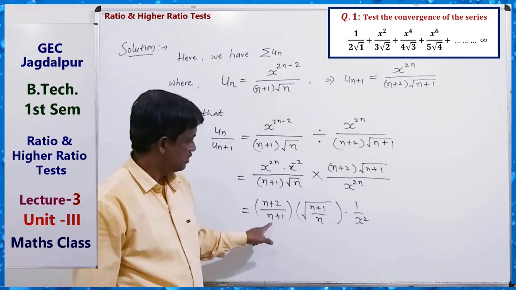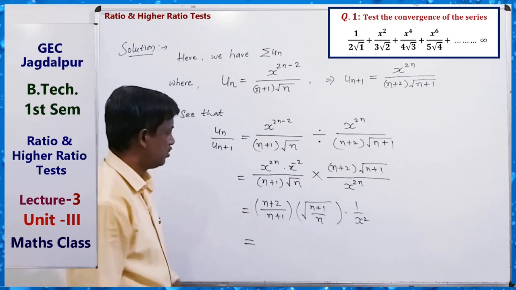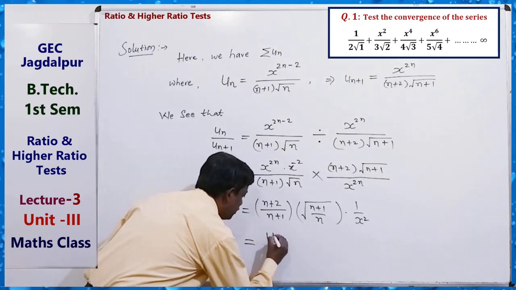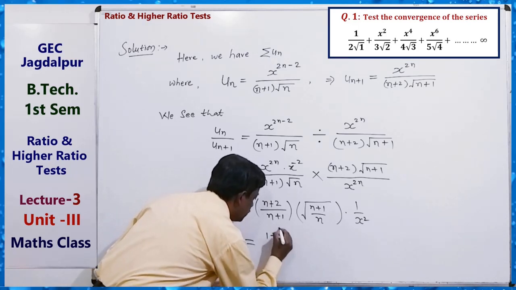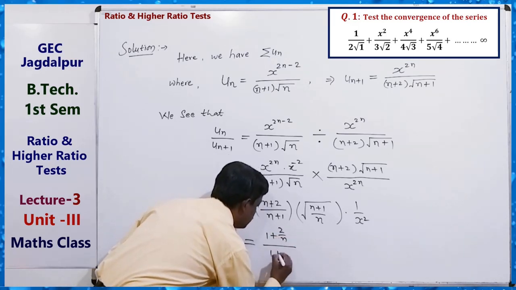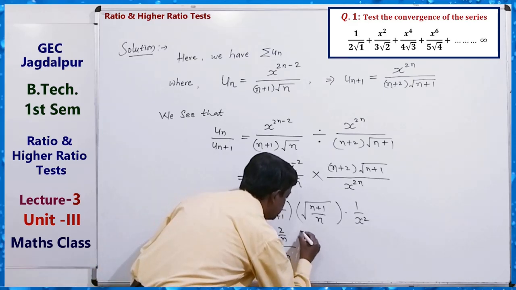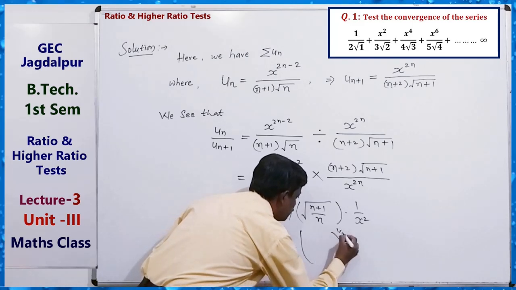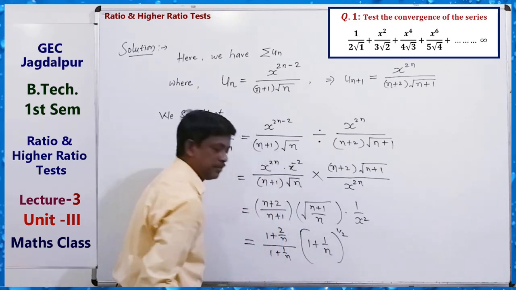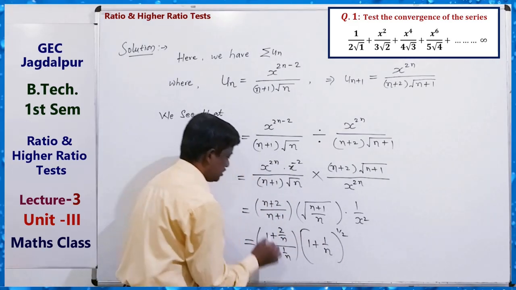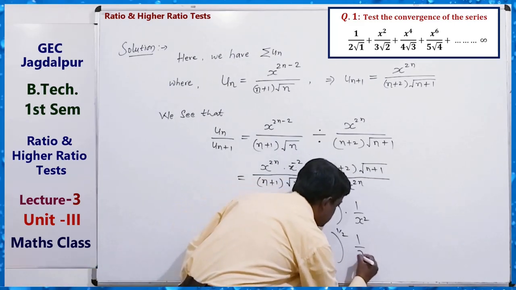Okay. So here this can be written as, by taking n common, 1 plus 2 by n, 1 plus 1 by n. Here also 1 by 2 power 1 plus 1 by n. Okay. This n common, n cancel, this 1 upon x square.